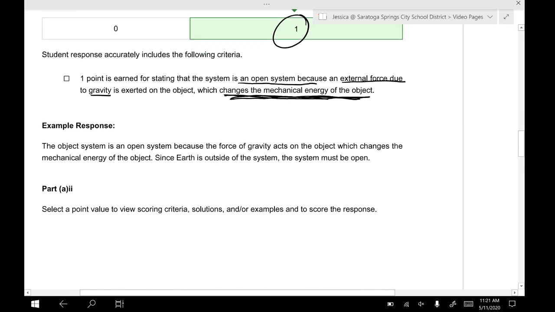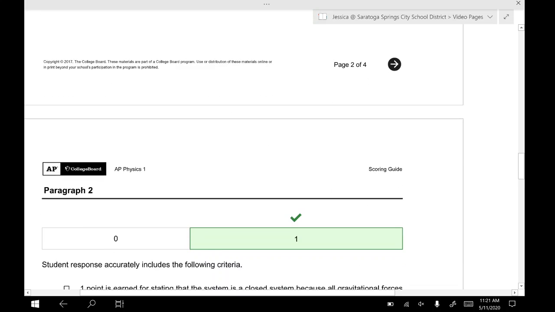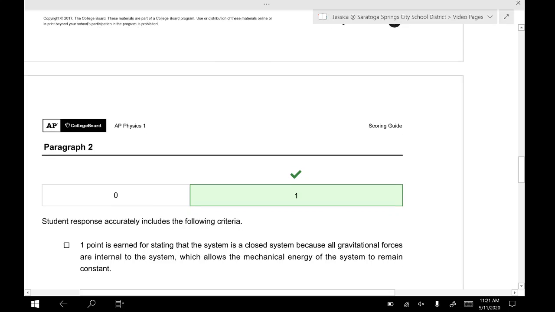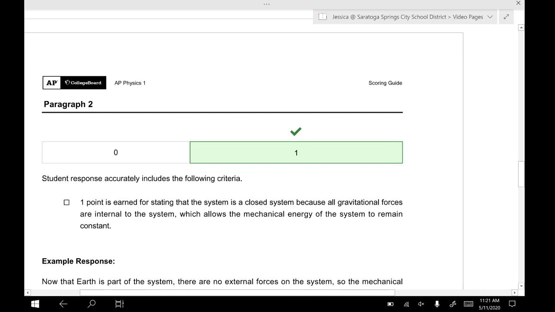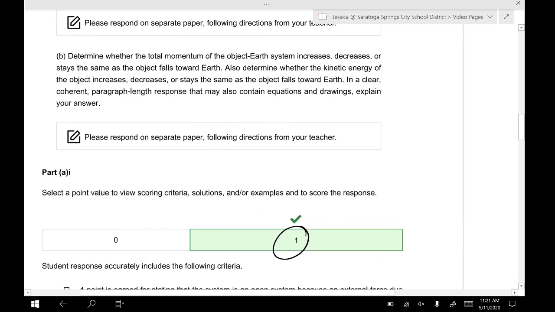Okay, now part A2, which was the object Earth system. So I get 1 point for stating that the system is closed, because all gravitational forces are internal, which allows the mechanical energy to remain constant, which I did. Again, a lot of information for 1 point, but that's how these problems work. Okay.